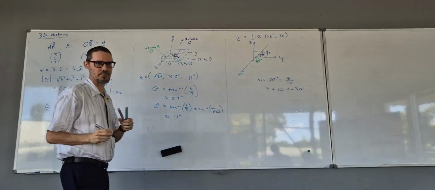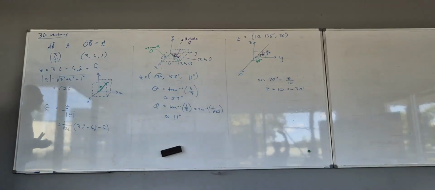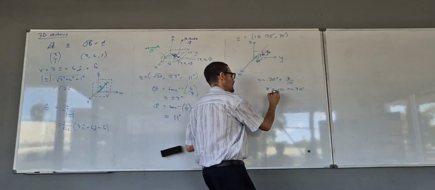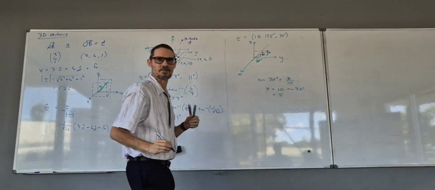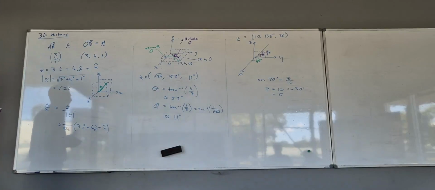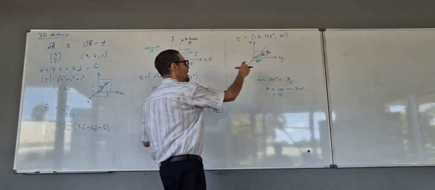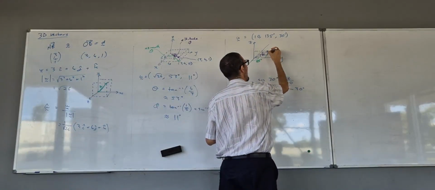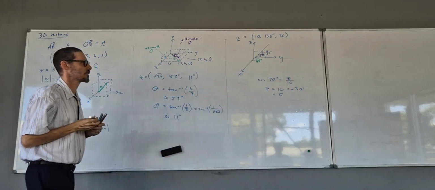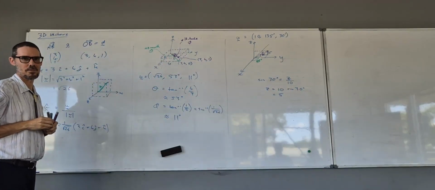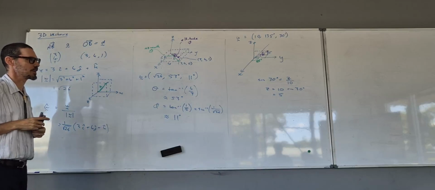What's sine 30 without your calculator? Good. Okay, now I know this is 5. How am I going to work out the other bits?